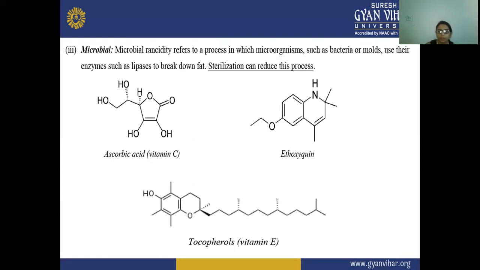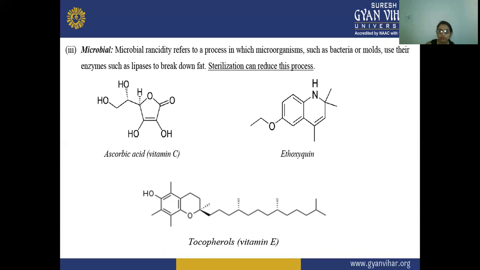Microbial rancidity refers to the process in which microorganisms such as bacteria or mold use their enzymes, that is lipase, to break down fats. Sterilization can reduce this process, because in sterilization the microorganisms can be removed. Here are the antioxidants that are used for preservation, to stop or slow down the process of rancidity which happens due to oxidation.